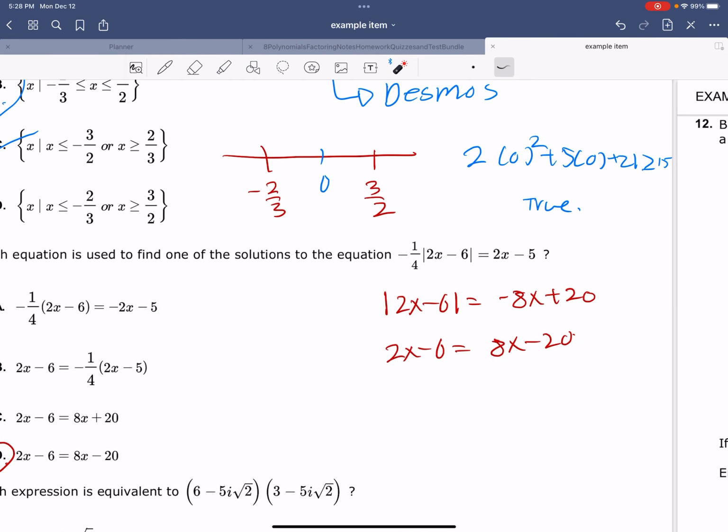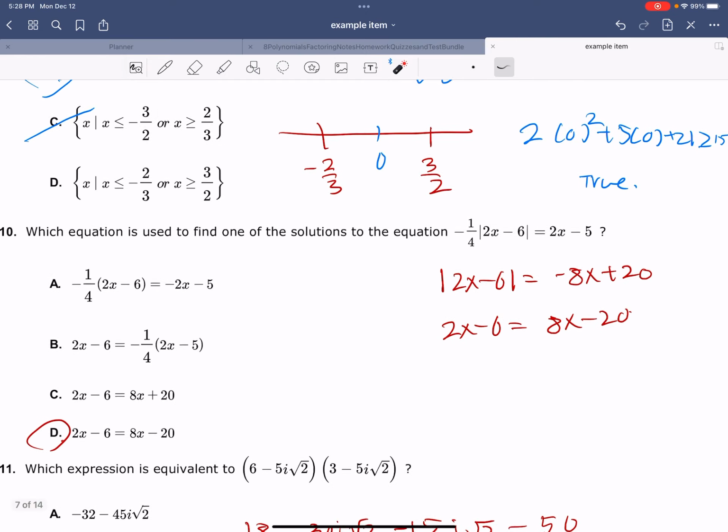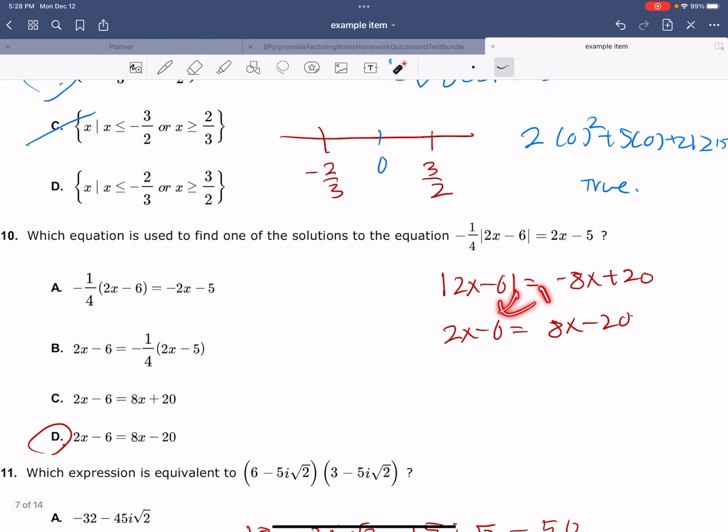Question number 10 is easy. I just went over this. How can I get rid of this negative 1/4? Multiply by 1/4 on both sides. Okay, so I got this one. And what I can do is, and then what? You can do something like that after that.